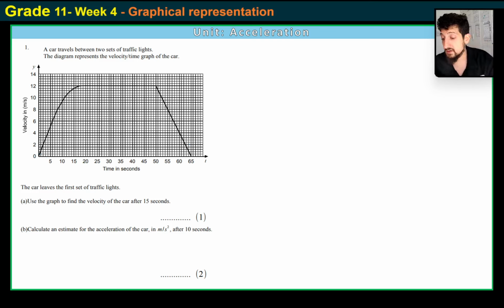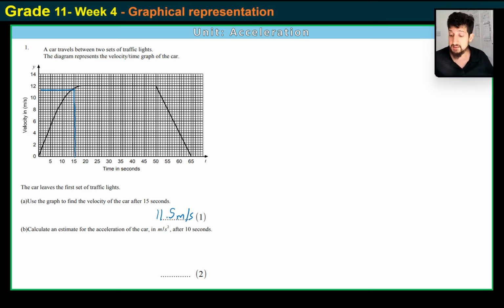Use the graph to find the velocity of the car after 15 seconds. What is the velocity of the car after 15 seconds? Let's see. Okay, that was a terrible horizontal line that I just drew, so hopefully you can draw a better one. I don't know, about 11 point something. I'm just going to say 11.5 meters per second. Between 11 and 12 meters per second, that's for sure.